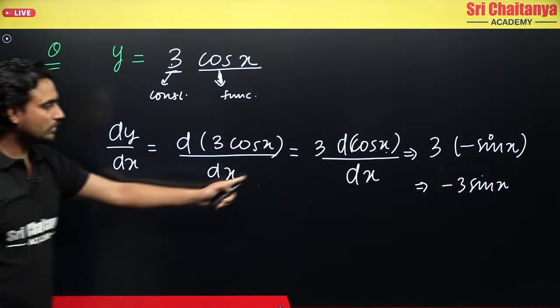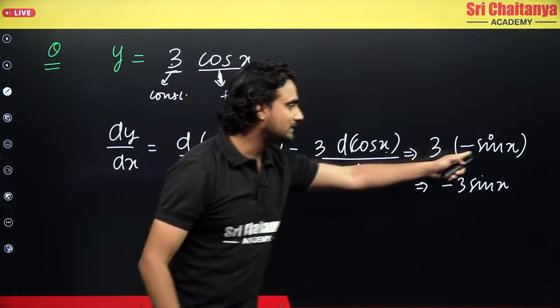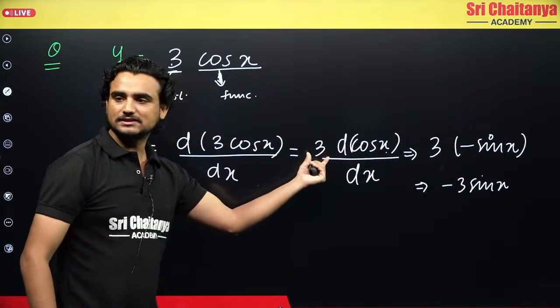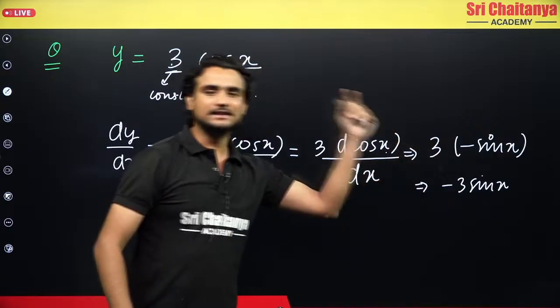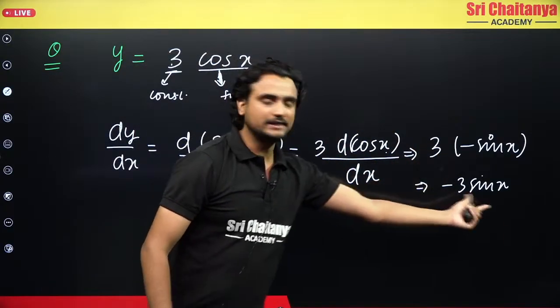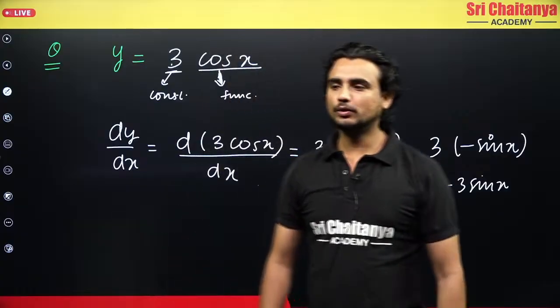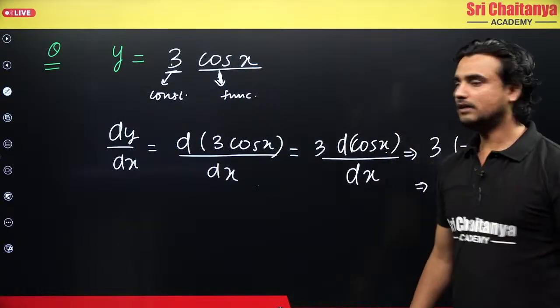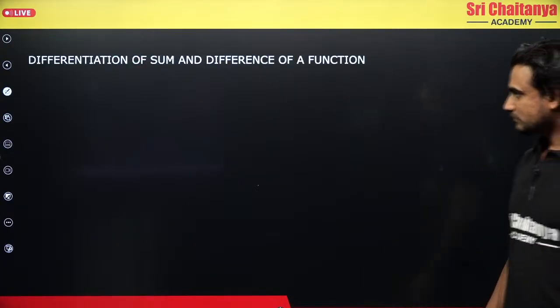Now I know the differentiation of cos x, so I will put minus sin x, and this 3, since it is a constant, will remain as it is. So I got the answer: minus 3 sin x. Clear? I hope you understand this. Now let's move forward.